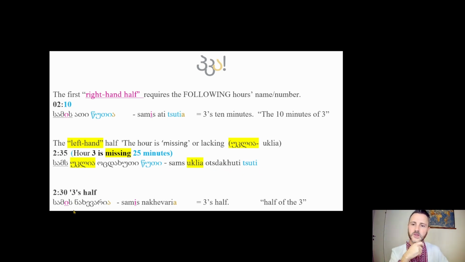And then just back to another example, just to show you how it rounds up with 3. Samis nachevaria, 2:30. 3's half. Samis nachevaria, 2:30.